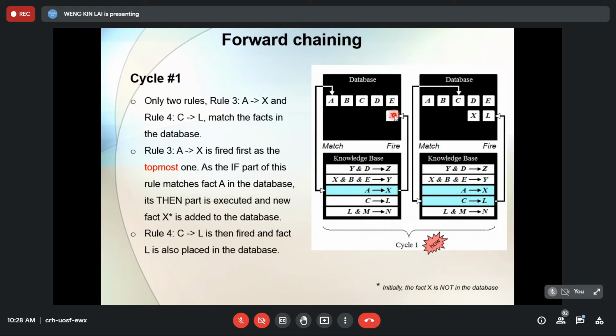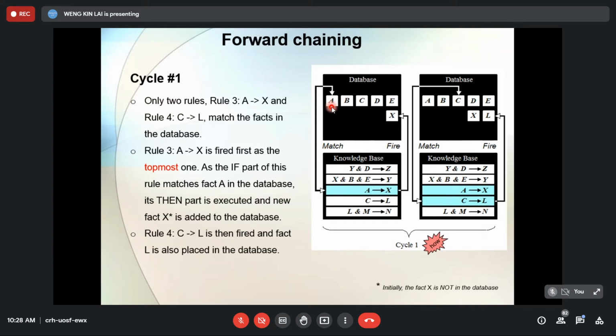So do I have X? As I said, initially X is not there. So you have only A, B, C, D, E. B is true, correct? E is true, correct, but I don't have X. So does rule number 2 fire? No, correct? Rule number 2 is not fired, it's not executed because it is not fulfilled. X is missing. Rule number 3: if A is true, then X is true.